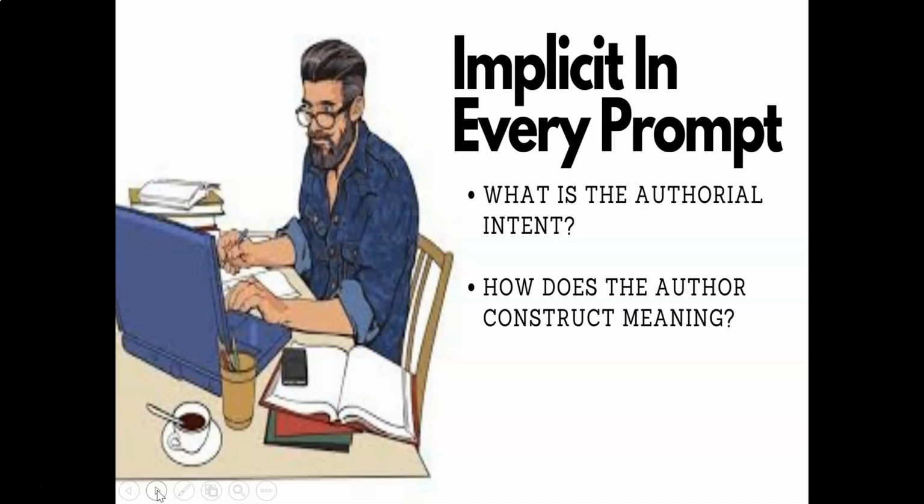So it all comes down to their reading. They've got to be able to parcel it out and get to the nitty-gritty of it. But if they look at these two questions and have an answer for them, they're going to get the thesis point. The first question is, what is the authorial intent? And the second question is, how does the author construct meaning?